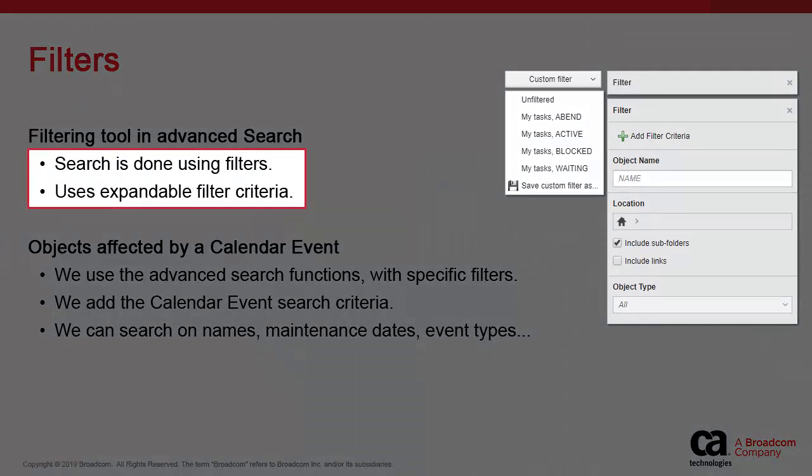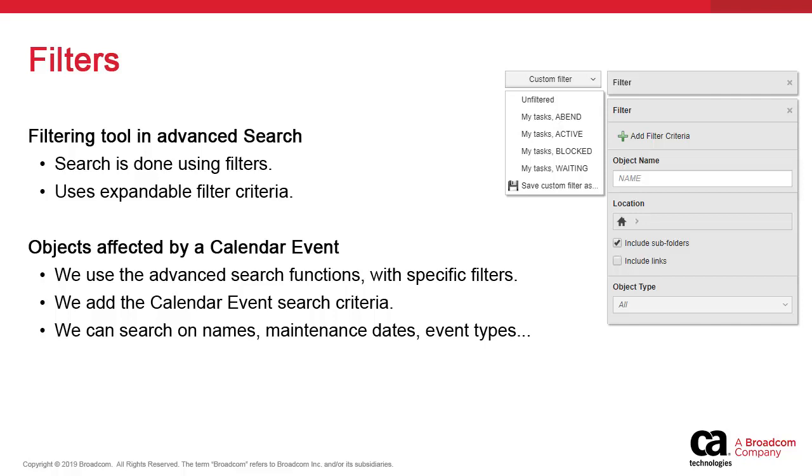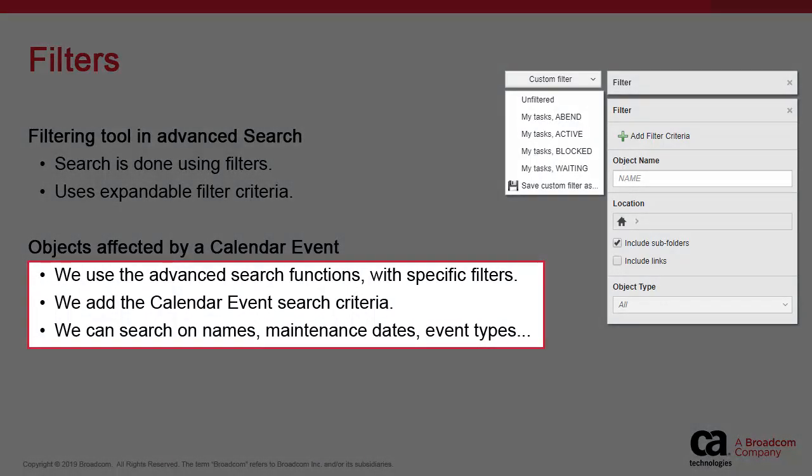Advanced search relies on filters to produce results. The filtering mechanism is similar to the regular process monitoring filter. There are fields you can search on, like object name and location, and other fields can be added using the Add Filter Criteria tool. We also use this particular interface to search for specific calendar events, first setting the object type drop-down menu to calendar events, and then entering the parameters of our search, name, maintenance dates, and more.